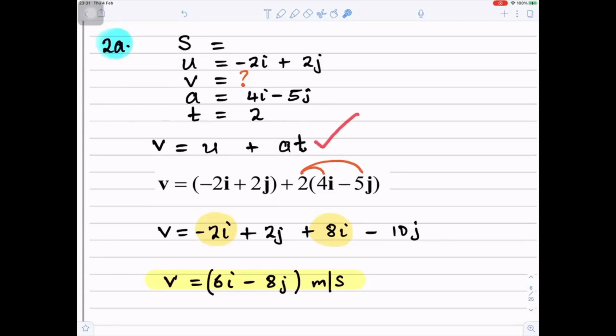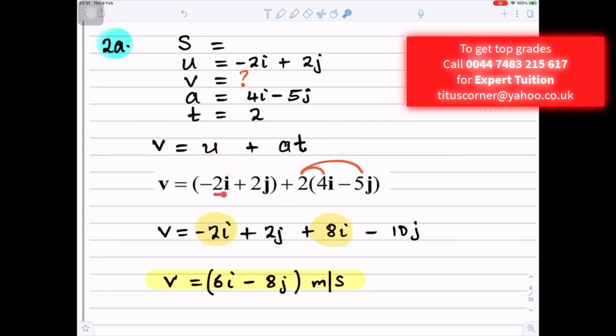So we use v equals u plus at. We substitute u is minus 2i plus 2j, acceleration is 4i minus 5j, and the time is 2 seconds. So we remove the bracket. 2 times 4 is 8i, and 2 times minus 5j is minus 10j. So we add the i components. Minus 2i plus 8i is 6i. And 2j minus 10j gives you minus 8j. So the velocity is 6i minus 8j meters per second.